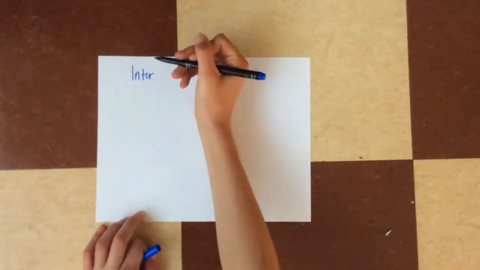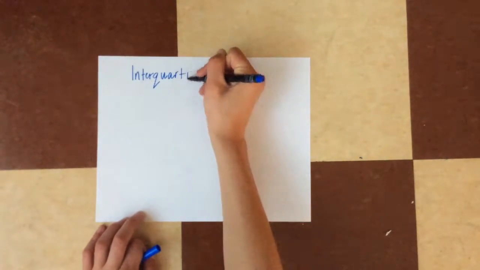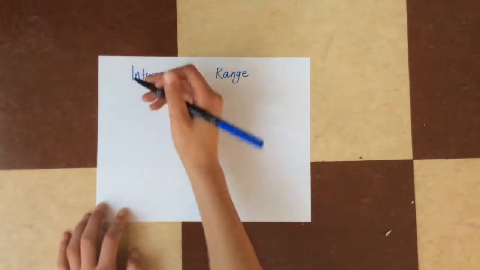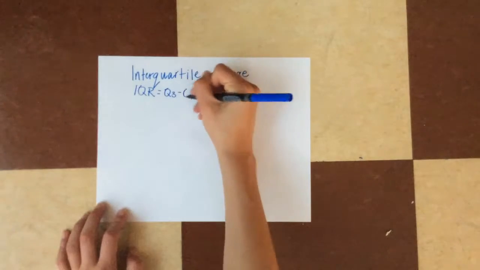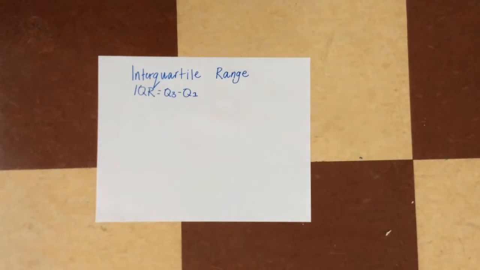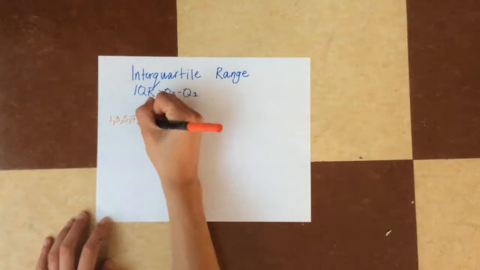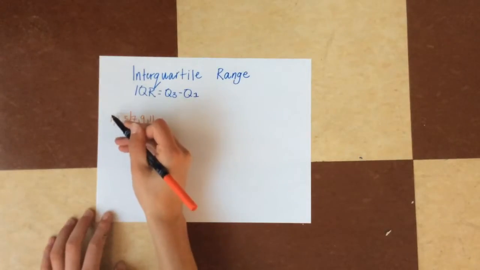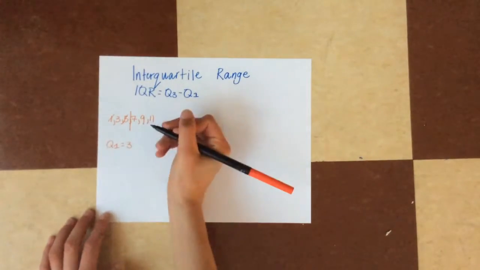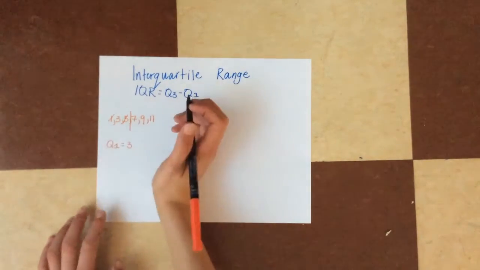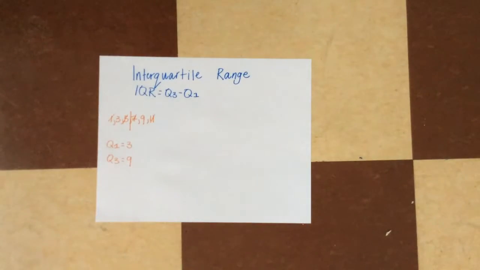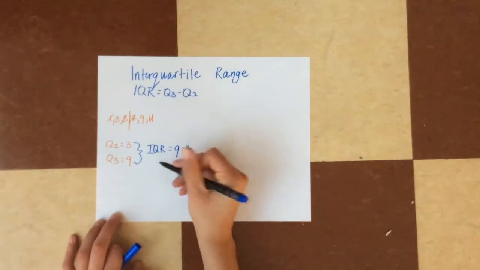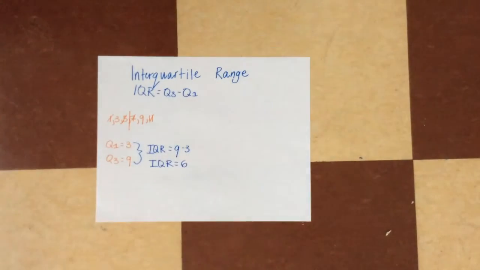Another way to find the spread is through interquartile range. Interquartile range is found by subtracting Q1 from Q3. This is the formula. We already talked about how to find Q3 and Q1 before, so this will pretty much be simple if you use these data points. Your interquartile range is 6.